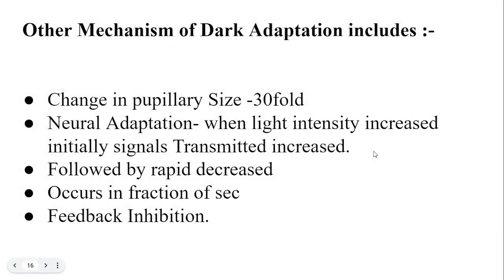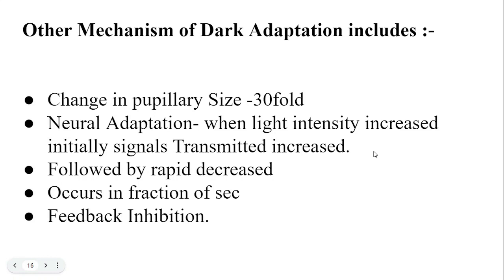Other mechanisms of dark adaptation include, in addition to the changes in visual pigment and the sensitivity of the neural circuitry, other mechanisms involved in dark adaptation. As I mentioned, the size of the pupil changes during dark adaptation. In the dark, the pupil dilates to allow more light to enter the eye and reach the retina. This can increase the amount of light available to activate the visual pigment and improve the sensitivity of the retina.